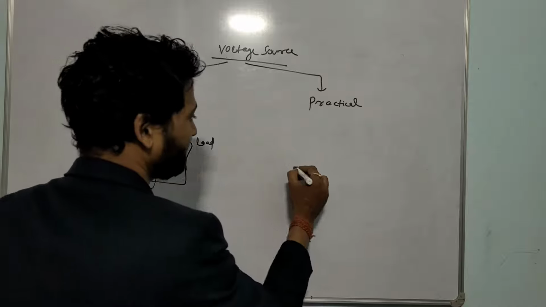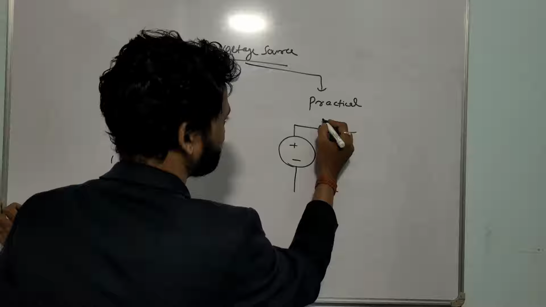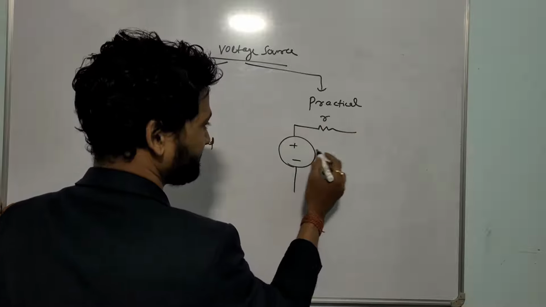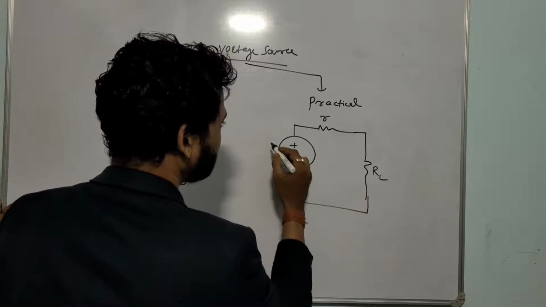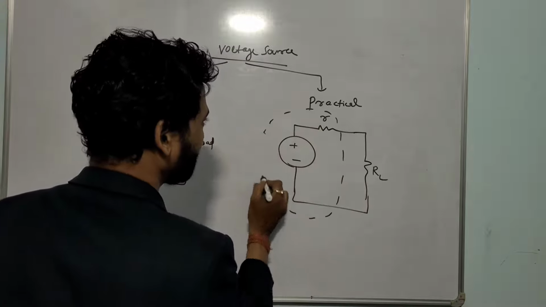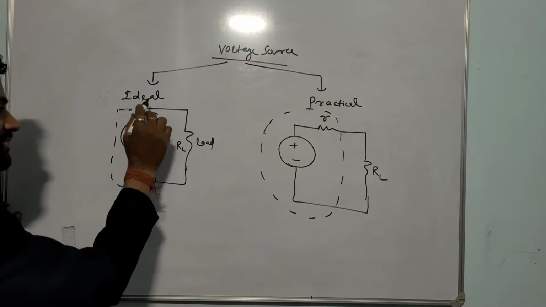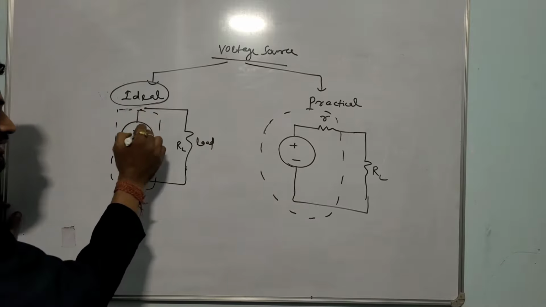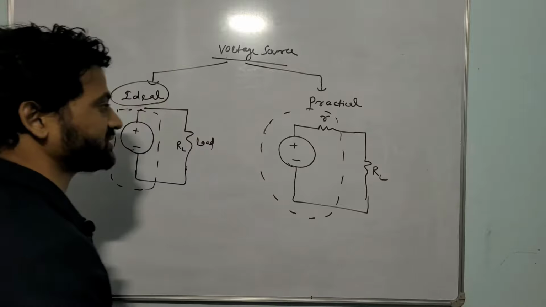But practical transformer में क्या होता है? It has some internal resistance. मतलब it has some internal resistance. ठीक है. So this part is called practical voltage source. Are you getting my point? In ideal voltage source, there is no internal resistance, but in practical source there is some internal resistance.